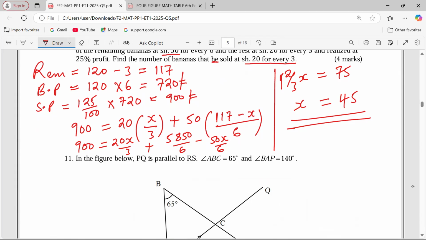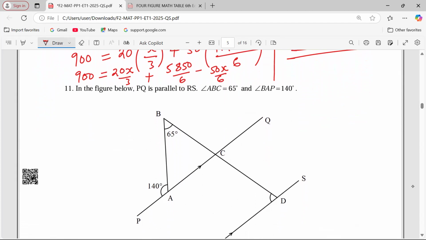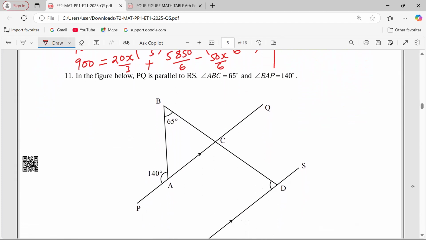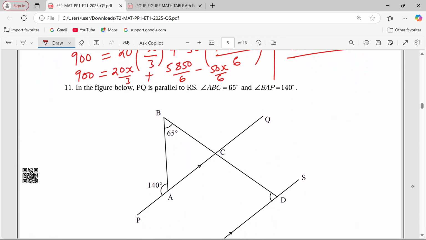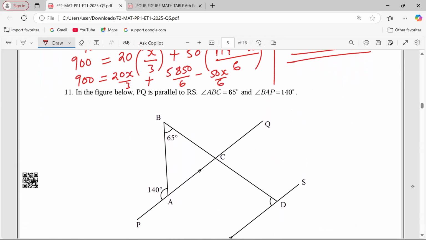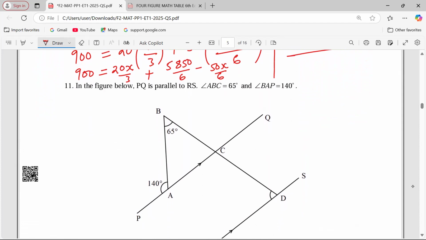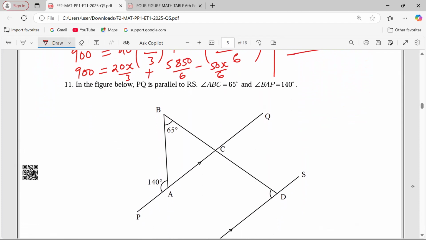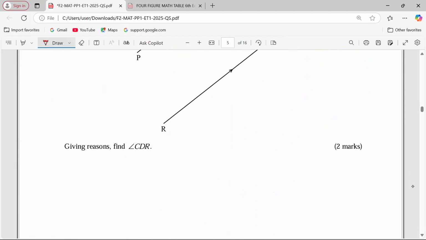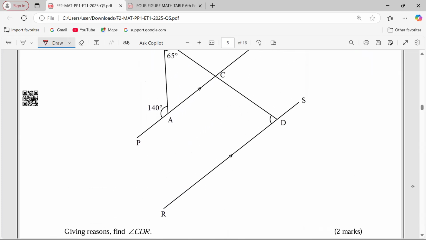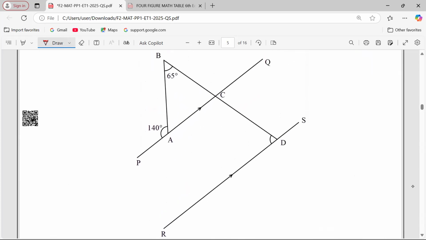Number 11. In the figure below, PQ is parallel to RS, just as you can see. Then the angle ABC equals 65 degrees, and the other angle BAP equals 140, just as you can see from the diagram. Then giving reasons, find the angle CDR, the angle at this point.